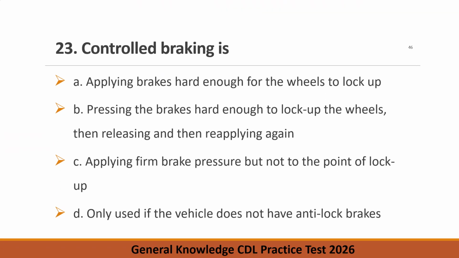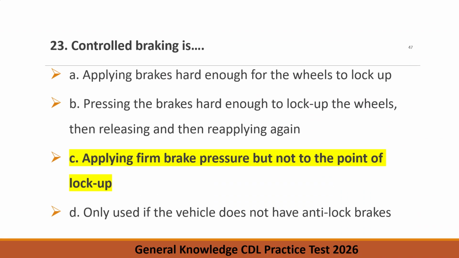23. Controlled braking is A. Applying brakes hard enough for the wheels to lock up. B. Pressing the brakes hard enough to lock up the wheels, then releasing and then reapplying again. C. Applying firm brake pressure but not to the point of lockup. D. Only used if the vehicle does not have anti-lock brakes. Answer, C.